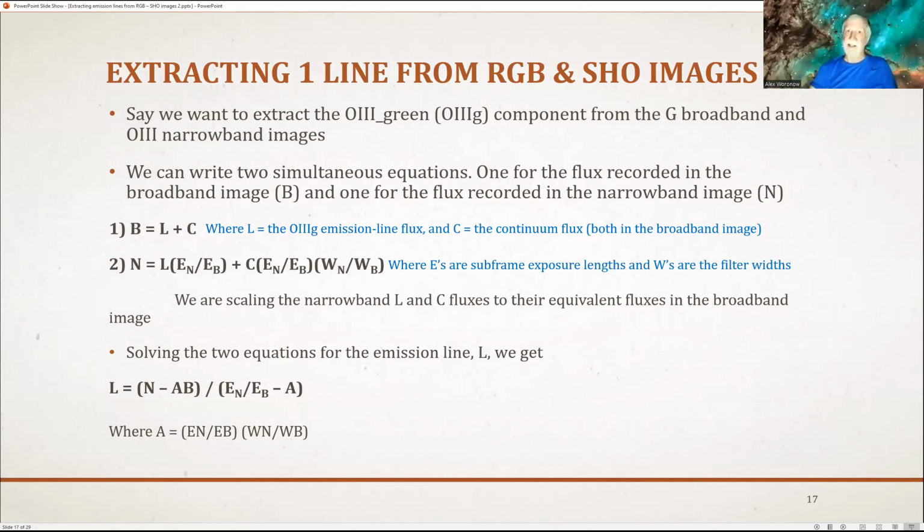Anyway, here's my method of extracting the emission lines. Say we want to extract the green O3 line from broadband and narrowband images, a G in the broadband and the O3 narrowband images. We can write two simultaneous equations for the flux recorded by those two images. If we take B as the broadband and N as the narrowband, let's start by writing the equation for the broadband. Very simply, it's the emission line plus the continuum equals the total flux that we record in B. Whereas in the narrowband, what we want to do is scale it to the same thing. So the narrowband has the same emission line, but the exposure E sub N divided by E sub B, the narrowband divided by the broadband exposures, scales how much of the flux we can attribute to L.